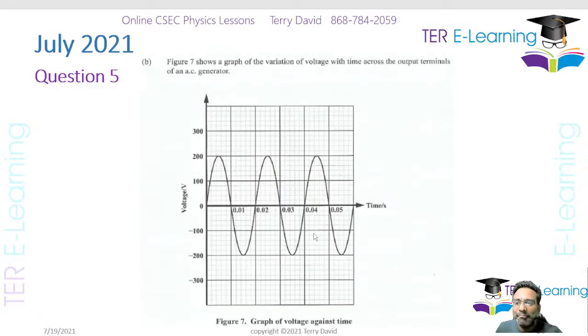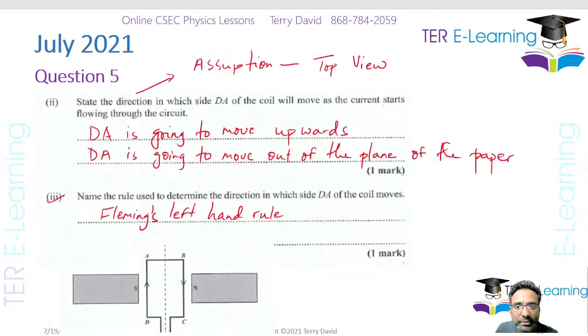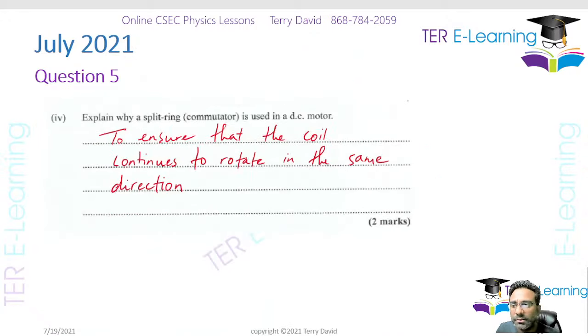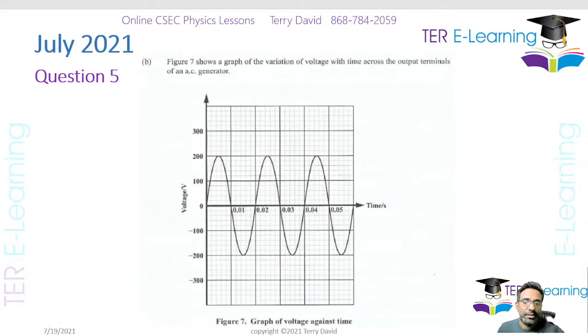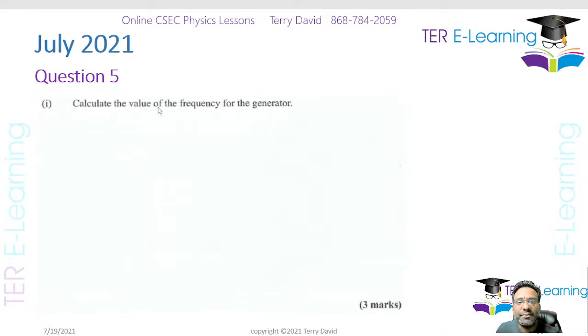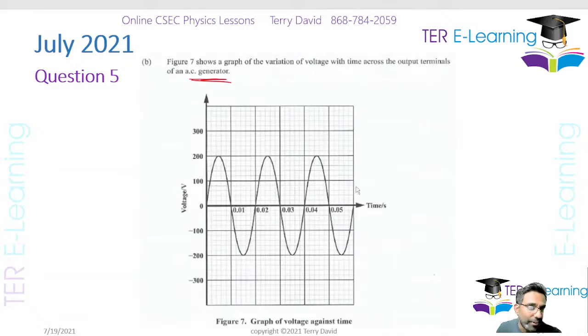Next part, part B. Let's make sure, did we do everything? Third part, yeah, that was it. Honestly, I thought they were going to get something a little harder. So we have an AC voltage here, and they said it's an AC generator. What they want here is to calculate the value of the frequency. So they were nice to you guys.